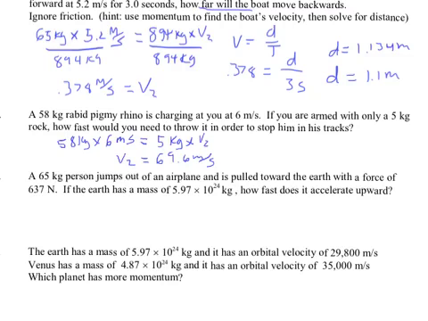Alright, now I have a 65 kilogram person jumping on an airplane, pulled towards the earth with a force of this many newtons. If the earth has as much, okay, let's see, how fast does it accelerate upwards? So in this case, I'm looking for acceleration, right? And what I know is, here's the mass of the earth, here's the force the person's acting on it. I don't think I even have to know what the mass of the person does in this case, because I think I can solve this just using Newton's second law.